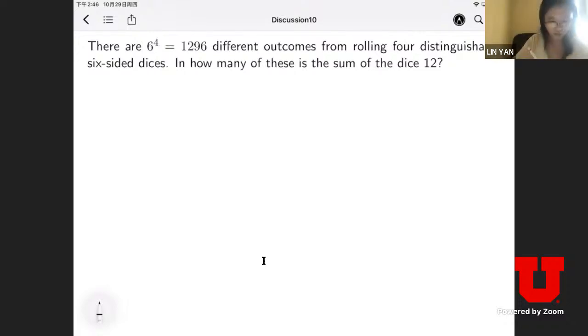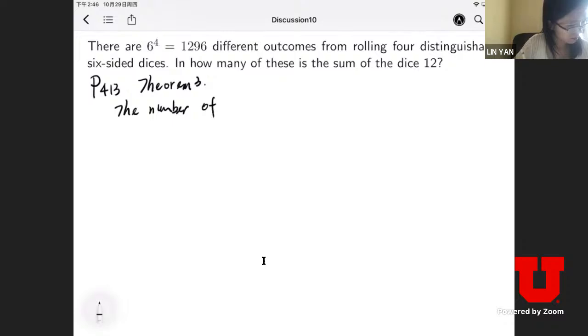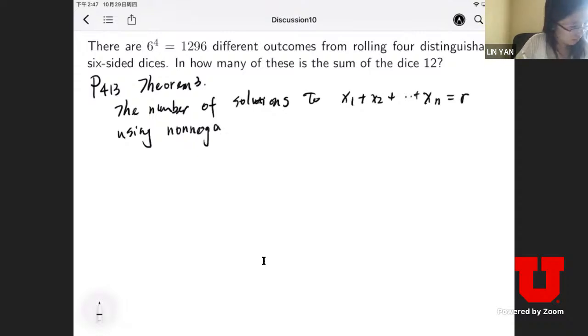So here is a hint. We need to use Theorem 3 on page 413. Theorem 3: the number of solutions to x1 plus x2 plus ... plus xn equal to r, using non-negative integers.